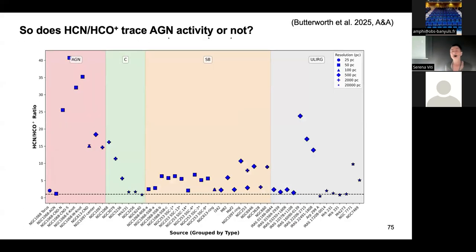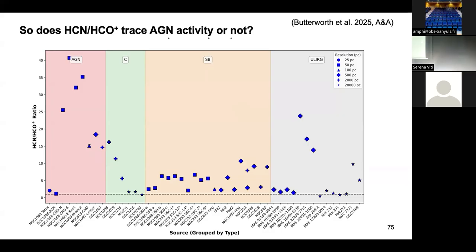Okay, so what can we do about it? Can we use HCN or HCO+ to trace AGN activity or not? So in this paper, very recent, and this is how I will conclude, Butterworth and collaborators have looked at many different galaxies and many different positions of galaxies at many different spatial resolutions. These different symbols here are the resolutions from 25 parsec to 20,000 parsec. And here is the HCN over HCO+ ratio.